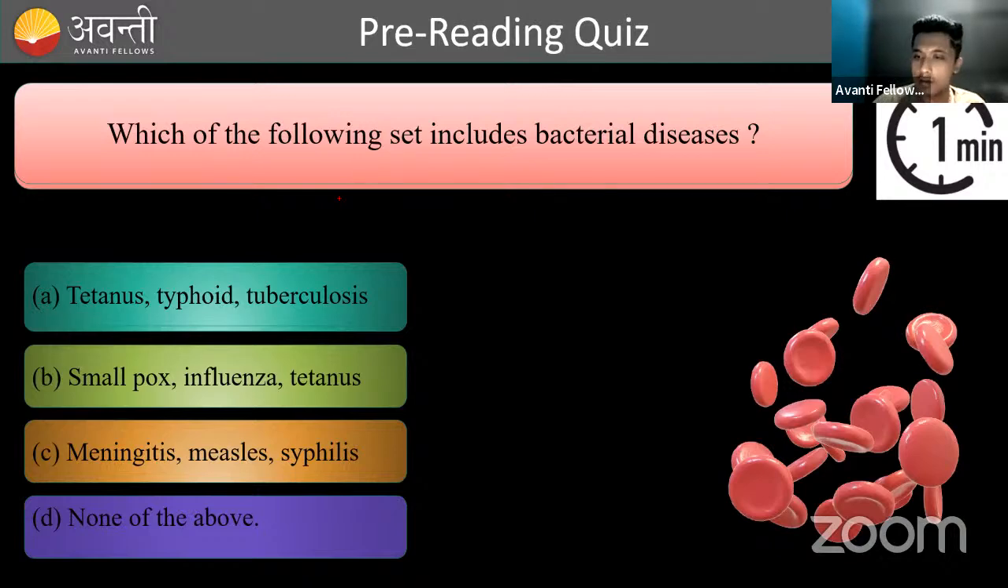All right, we have reached the time limit. Of all the given options, if you observe the first option, tetanus, typhoid, and tuberculosis, all of these are bacterial diseases. In the rest of the options, like smallpox, influenza, and tetanus, influenza is not a bacterial disease. Among meningitis, measles, and syphilis, measles is not a bacterial disease. So option A is right.